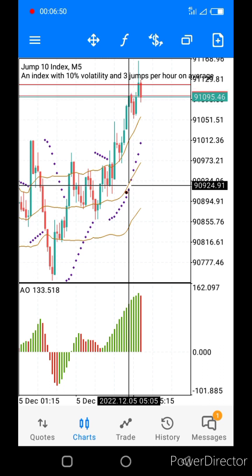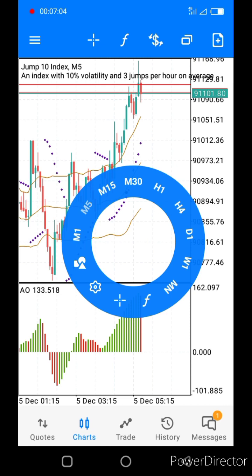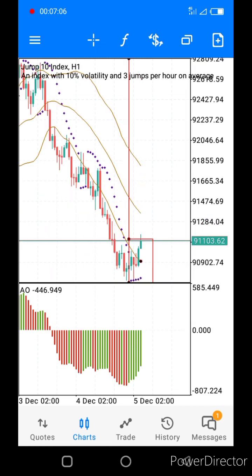You want to be combining 15 minutes and 4 hours. Stick to the strategy. When the entry is on sell on 4 hours, you look for a sell entry on the 15 minutes time frame. Let's check two more before we stop on Jump 10.